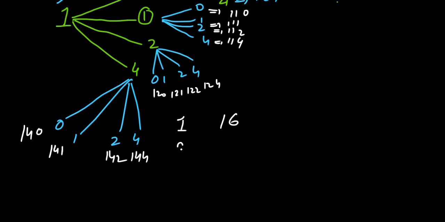Similarly, when your starting digit is 2, then again there are 16 numbers. When your starting digit is 4, then again there are 16 numbers. So the total number in this case is 48.